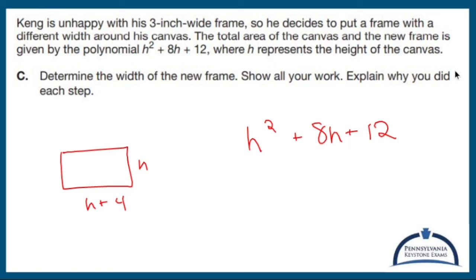H represents the height of the canvas, okay, like it always has. Determine the width of the new frame, show all your work and explain why you did each step. Or explain why you did each step. Well, step number 1, I'm going to factor. This becomes h, so I need to come up with two numbers that add up to 8, multiply out to 12, and that gives me 6 and 2.